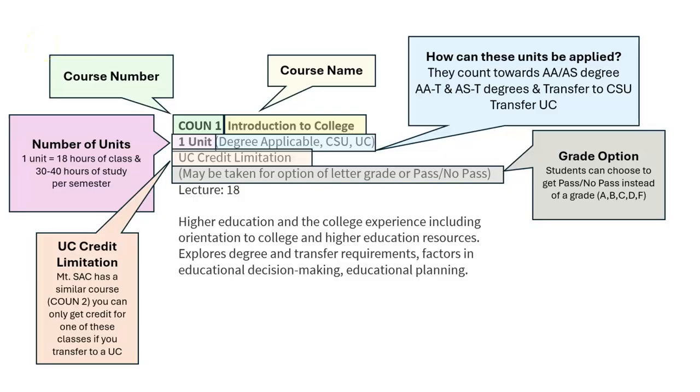This shows the grading option. In this class, students can choose whether to get a pass, no pass, or whether to get a letter grade. Now, the default is going to be a letter grade, but if you decide you want to change it to pass, no pass and have no grade, you can do that. You just have to change your option before the last day of class.